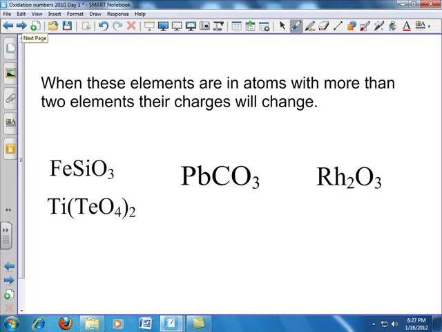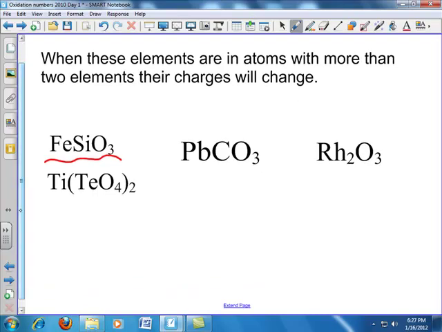Now, we're not going to do anything with this right now, but just to show you, the problem comes in when elements are in compounds that have 3 or more elements in them. That's where some of our problems are going to lie, and we're going to have to figure out what the oxidation number is of all of these. As an example, if I have HNO3, there's that nitrogen, and in this particular case, that nitrogen is not going to be a +3. So there are some other rules that we need to learn.